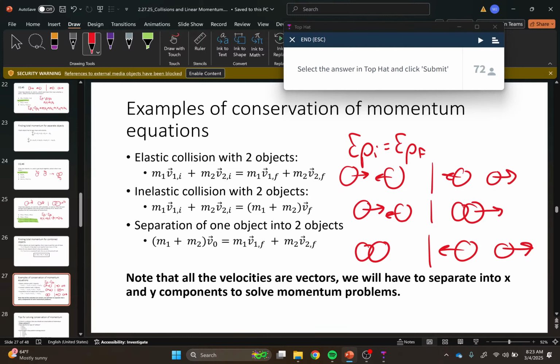In momentum problems, they're vectors, so we have to do this twice. Like I wrote that equation up top: sum of momentums initial equals sum of momentums final. You need to do sum of momentums initial in the x equals sum of momentums final in the x. And you have to do sum of momentums initial in the y equals sum of momentums final in the y. There are no shortcuts. There is no getting around this.